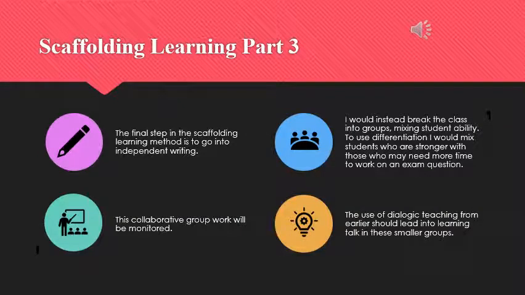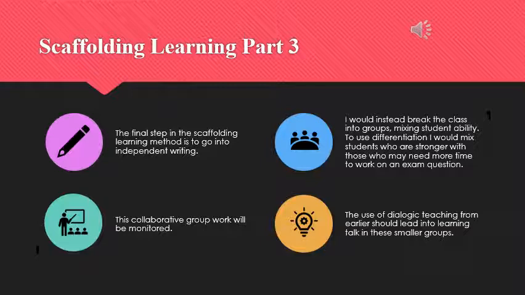The final step in Pauline Gibbons' methodology is to go into independent writing. Instead, at this stage, I would break the class into groups. This collaborative group work with peers can be used as a way to take away teacher instruction, but still give the class support in each other and help them engage with the work directly. This group work will be monitored by the teacher walking around the room to make sure students are staying focused and engaging with the task.